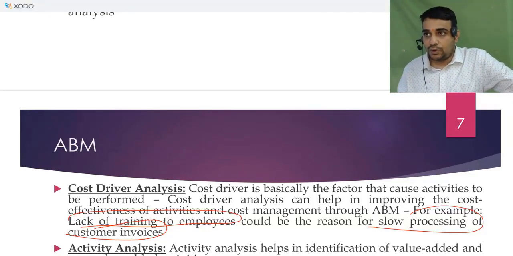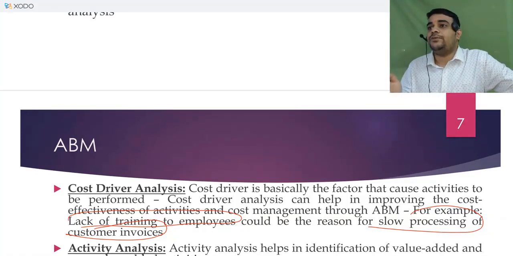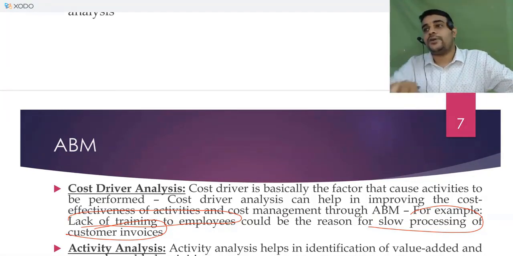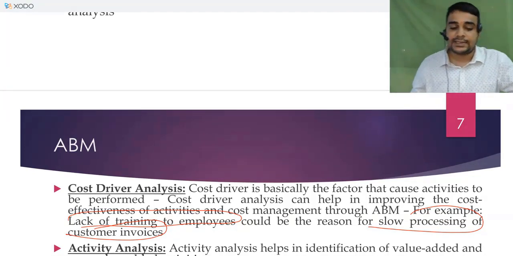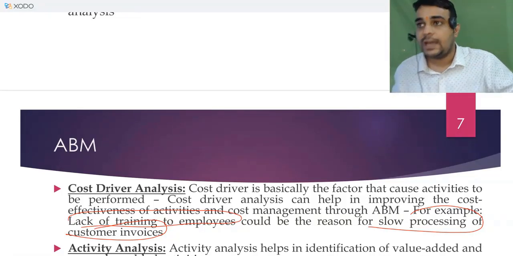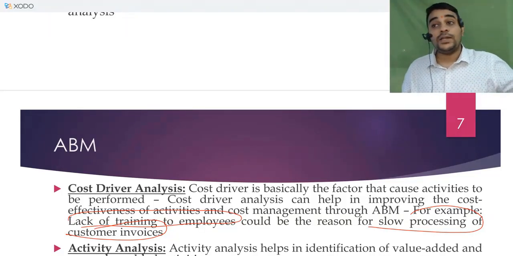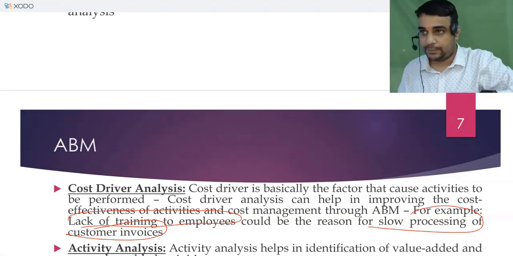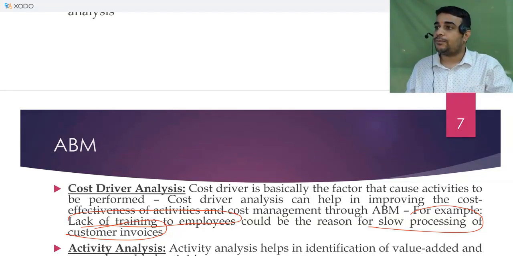So every cost driver will have an underlying reason for that cost to happen. One is the cost happening, there is a reason. For that cost driver also, there can be an underlying reason. An example is lack of training to employees, bad product quality. Once you understand that base reason and tackle it, automatically the number of employees will come down. Once the number of employees comes down, automatically the cost will come down.